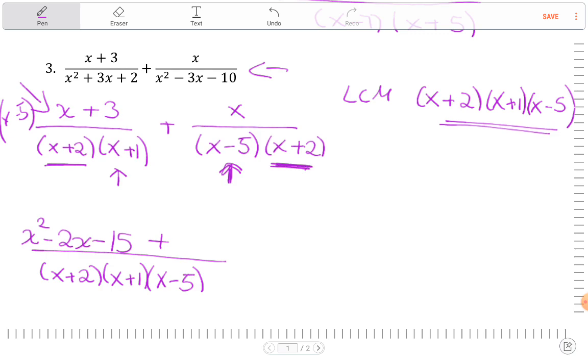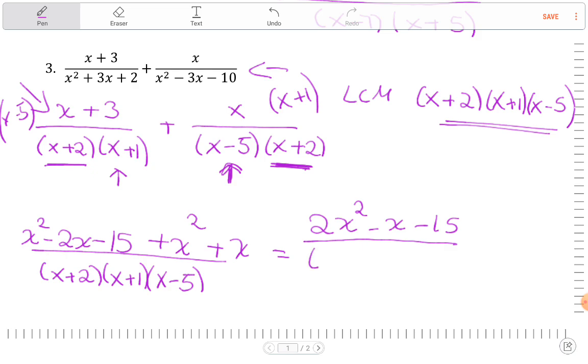I have the x plus 2. So the only thing missing that I need to multiply out is the x plus 1. And x times x is x squared, and x times 1 is just x. If I now combine my like terms, I'm going to have 2x squared minus x minus 15 over x plus 2, x plus 1, and x minus 5.